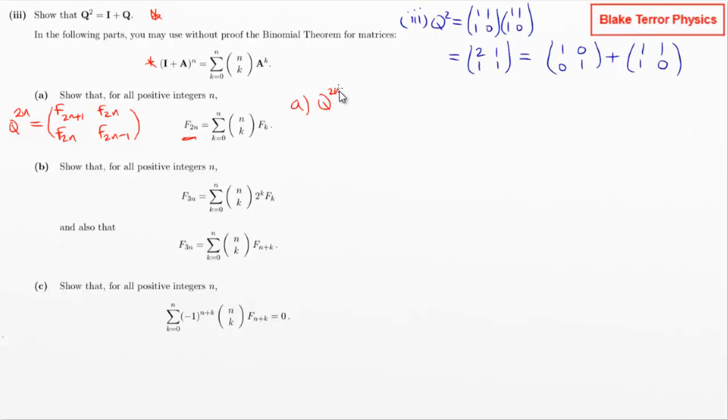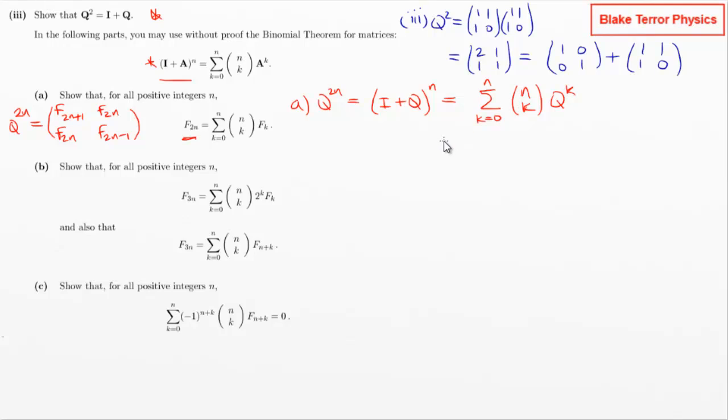So shall I go down that route? Q to the 2n, so that's I plus q to the n, which is this thing. So that is then the sum from k is 0 to n of n choose k, q to the k. Okay. So, when we're adding up these matrices, we're just adding up the thing that's in each cell, aren't we? We're just adding here, we're not multiplying.